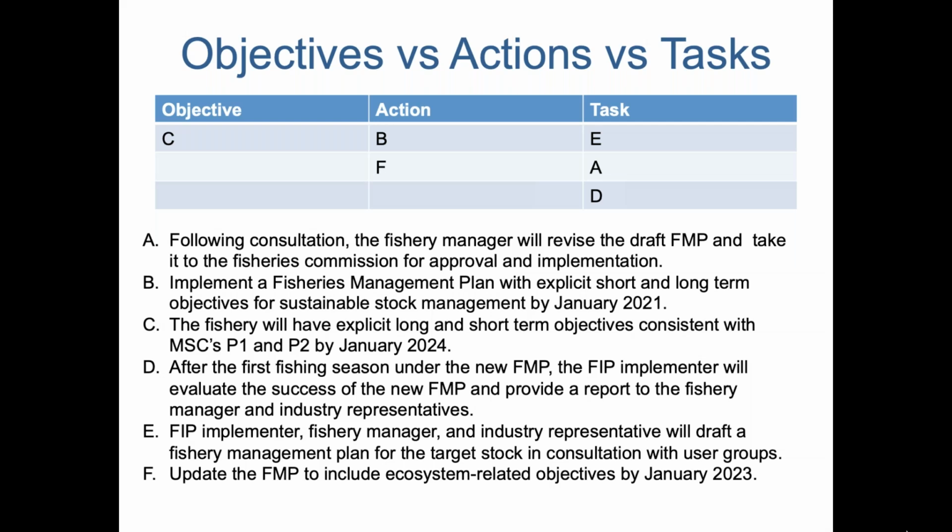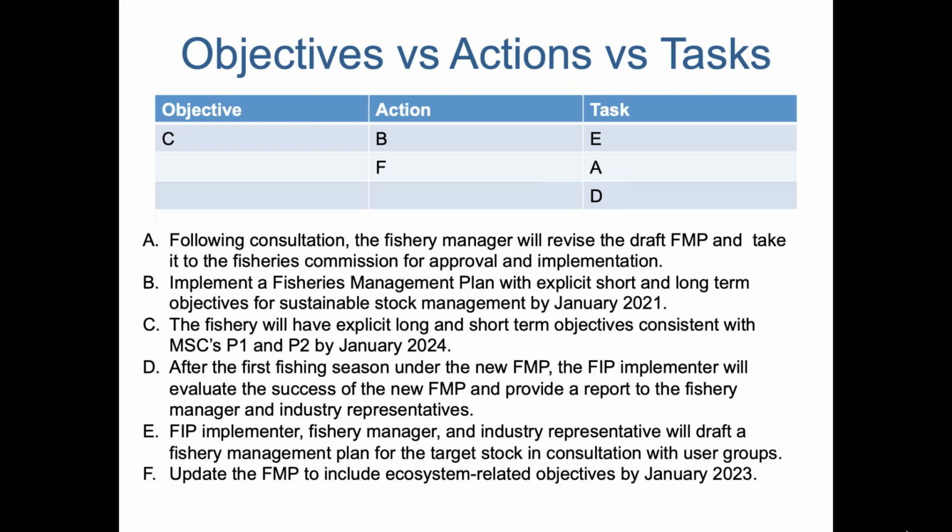So in this case, we've got C, which says the fishery will have explicit long and short-term objectives consistent with MSC's Principle 1 and 2 by January 2024. So for one thing, the one clue there is that it's the latest time frame in this whole list. But also, you may recognize that language to be very similar to one of the performance indicators in Principle 3, which asks for objectives consistent with MSC's Principle 1 and Principle 2.